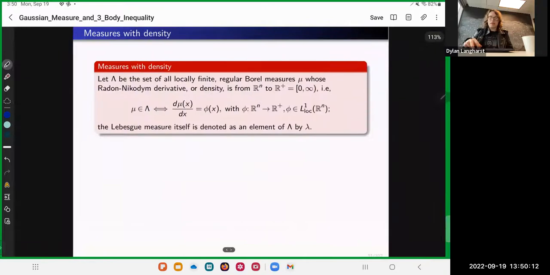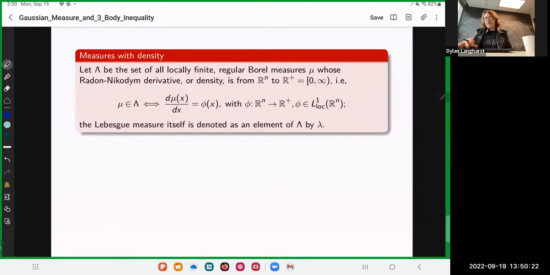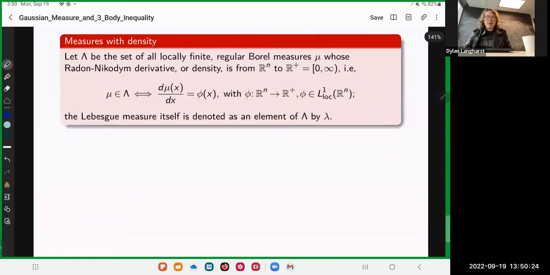Okay, so now that you've seen the foundation of the Brunn-Minkowski theory, we're going to generalize to measures with density. I have it written here, and it's very technical. We say the set lambda will be the set of all locally finite regular Borel measures mu, whose Radon-Nikodym derivative, and so on.